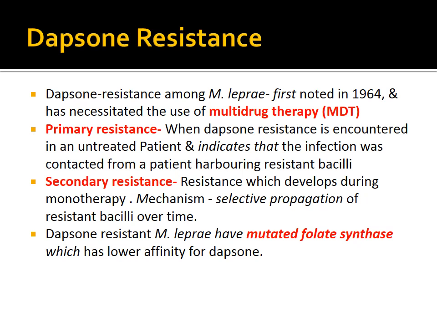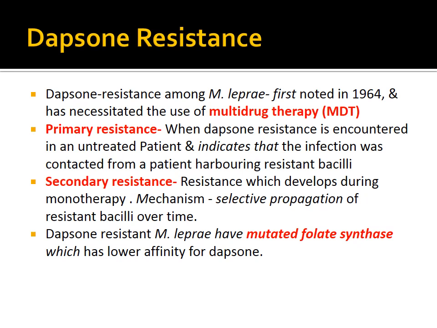Now, two types of resistance are there in dapsone. One is primary resistance, and the other is secondary resistance. So, what is primary resistance? Yes, when the dapsone resistance is present from the beginning of the therapy, the lepra bacilli are inherently resistant to dapsone. That is primary resistance. So that will be encountered in an untreated patient, a patient who has never taken dapsone before.